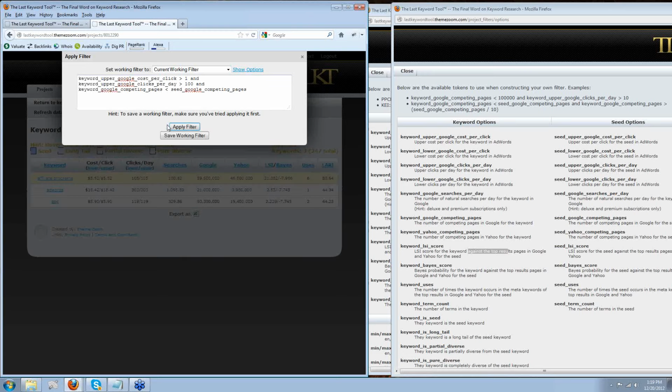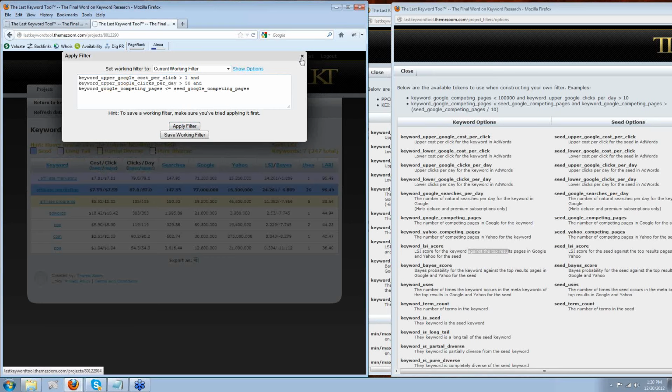It's going to give me everything despite how relevant it is. Less than seed Google competing pages. Less than or equal to. Oh, I know why this is coming out so small. All right, so let's do this. Let's cut down the number of clicks per day required to something like 50.